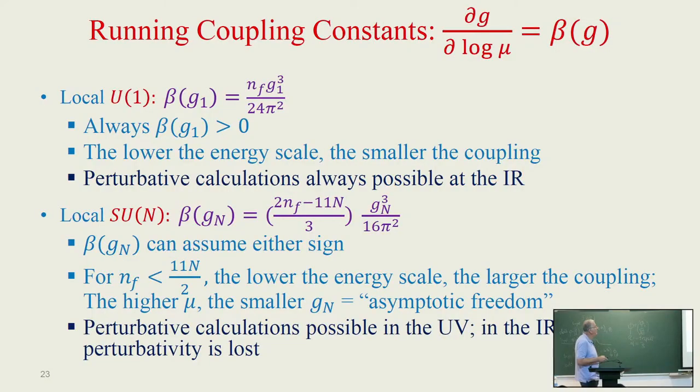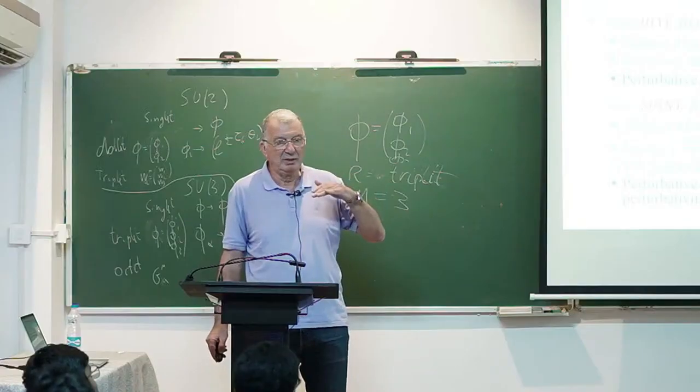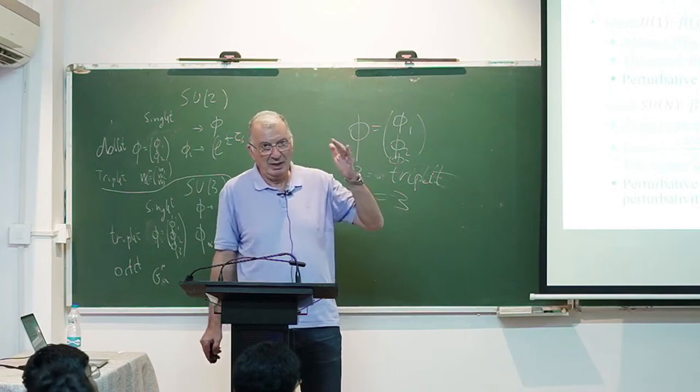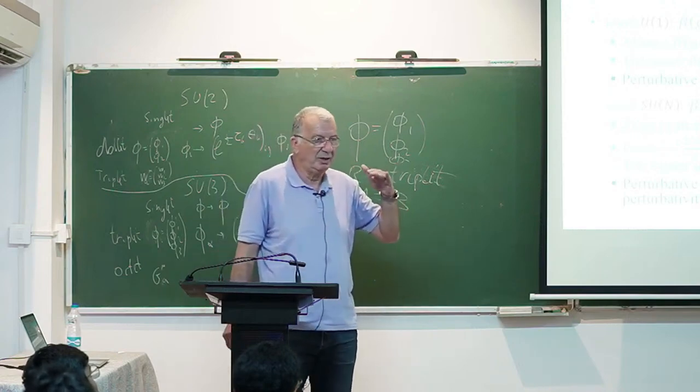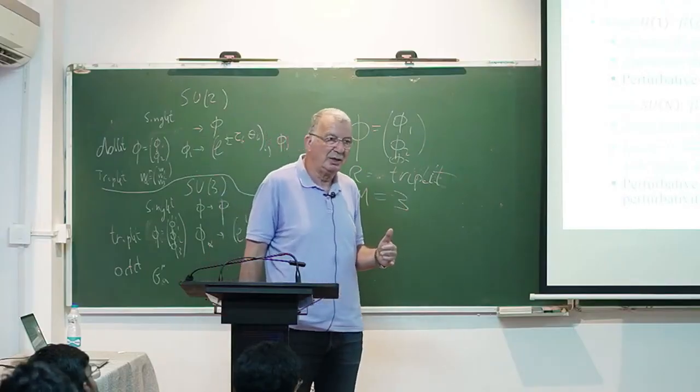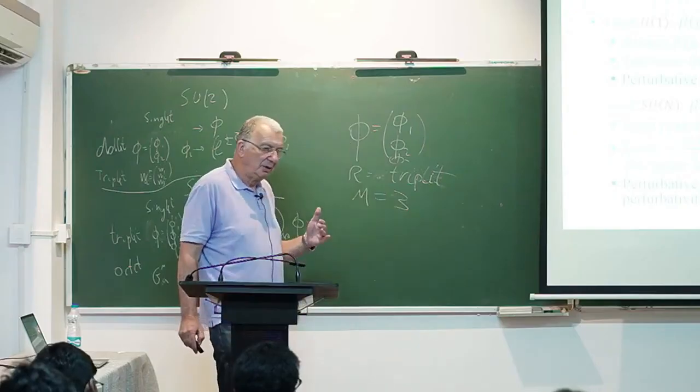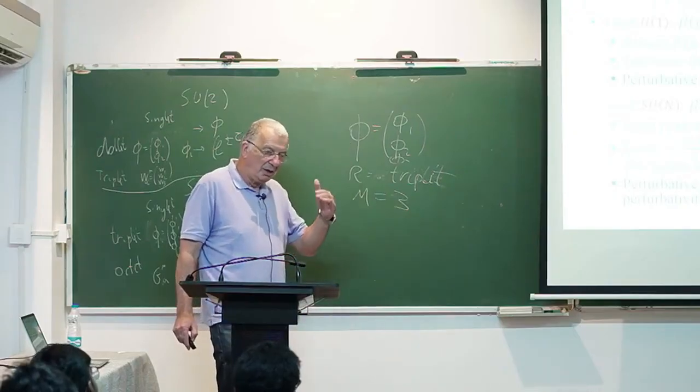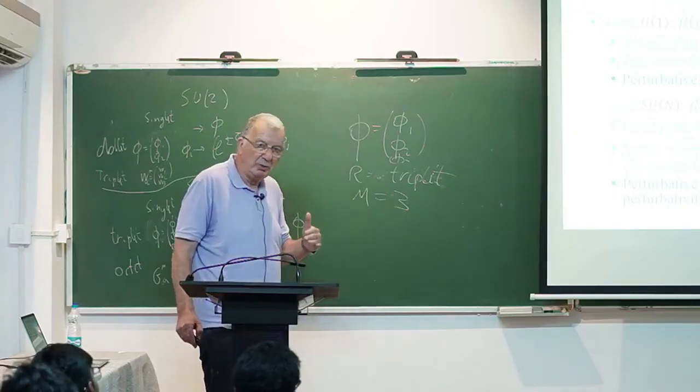The important thing is that when this is positive, the lower the energy scale, the smaller the coupling constant. So for example, for electromagnetism, when you measure the coupling constant at the scale of the electron mass, it's 1 over 137. When you measure it at a much higher scale, mZ, the mass of the Z boson, it's 1 over 128. So it becomes smaller and smaller the lower the energy. That allows perturbative calculation no matter how low energy we go.